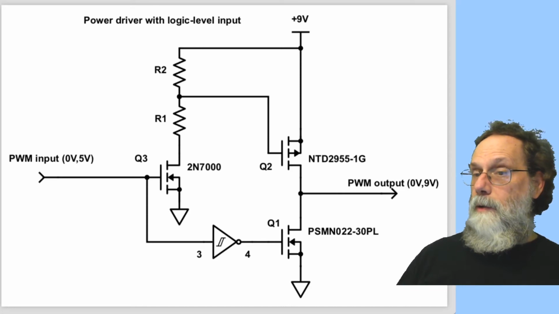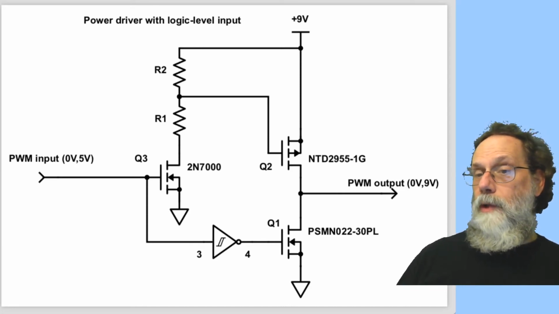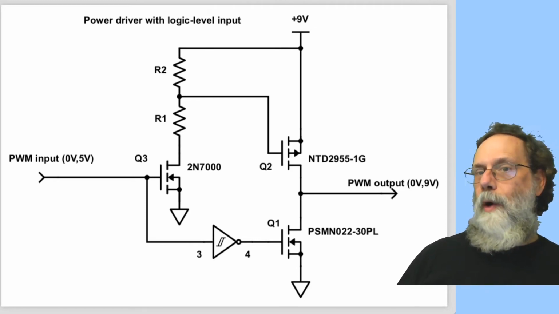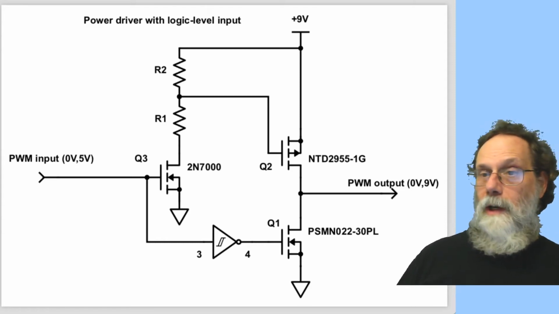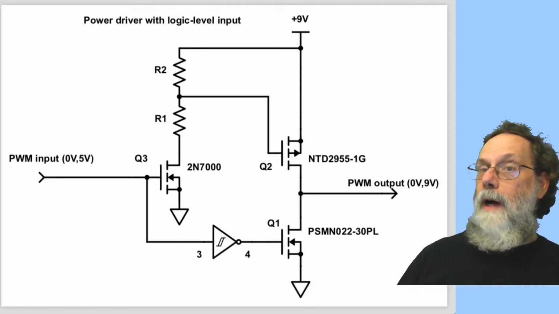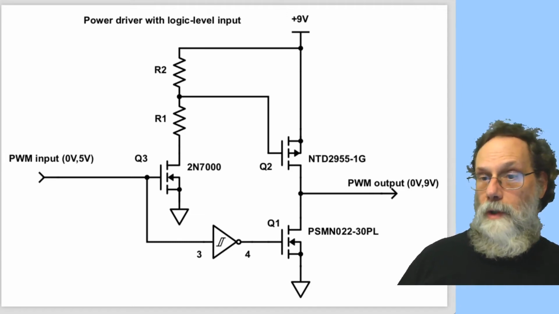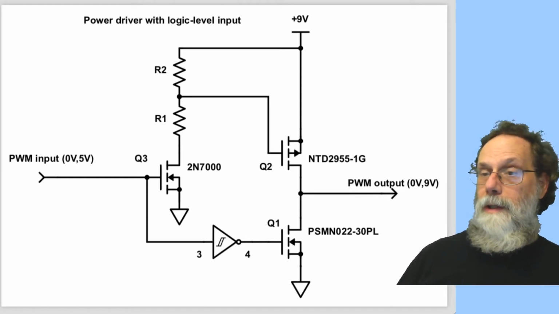So R1 and R2 make a voltage divider. That determines what the voltage will be on the gate of Q2. And notice that it'll be a low voltage, R1 over R1 plus R2 times the 9 volts. If that low voltage is low enough to turn on Q2, we've got the output being pulled high, which is what we want when the PWM input here is high.